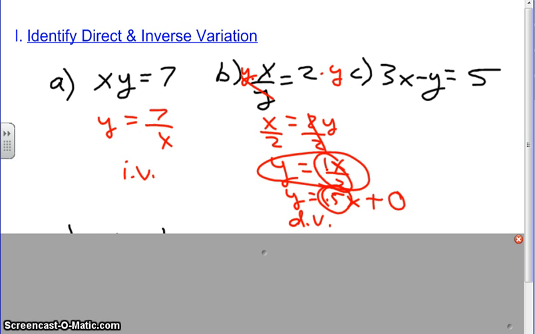Okay, how about C? When you isolate y, what does this equation look like? Johnny? And so, is this direct variation, inverse variation, or neither? And it's neither because it has a y-intercept at -5. See that? If this wasn't here, we would have direct variation, just a slope of 3. But that is there, so it is no longer direct variation. Okay, one more.